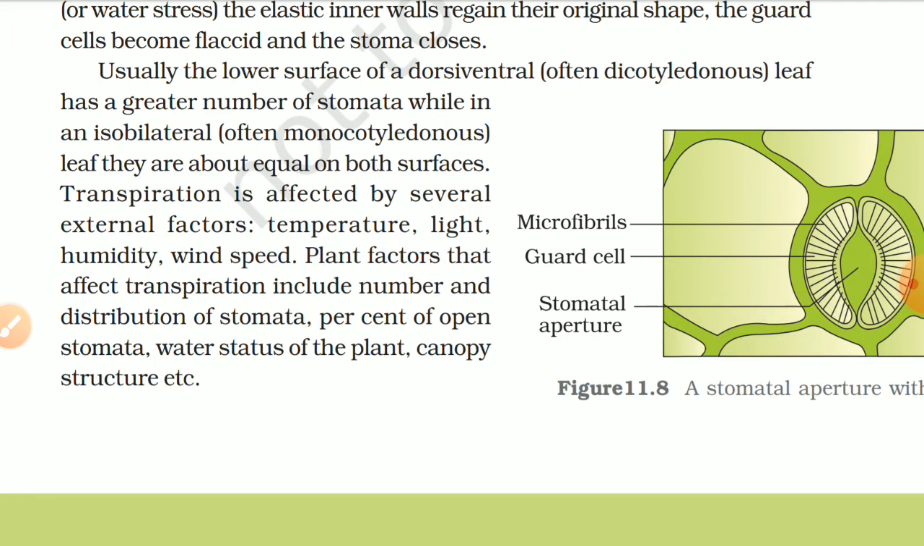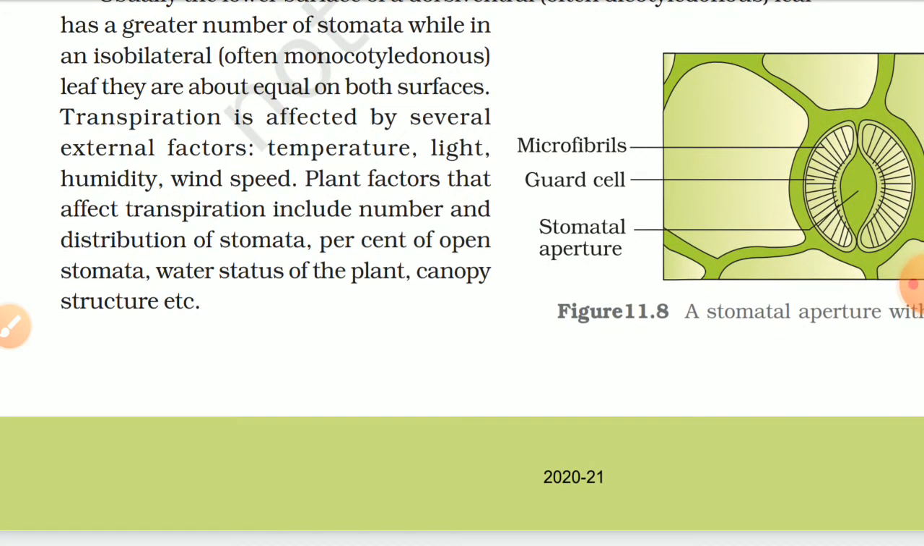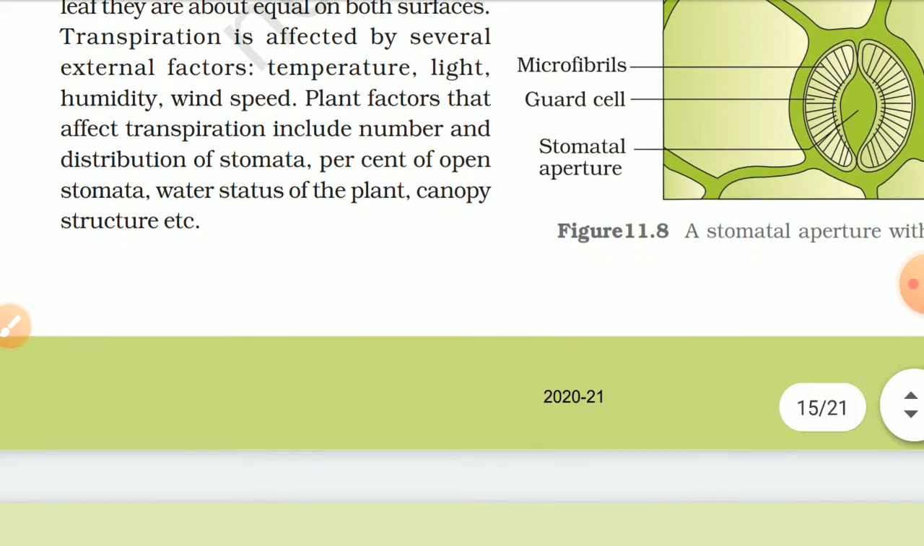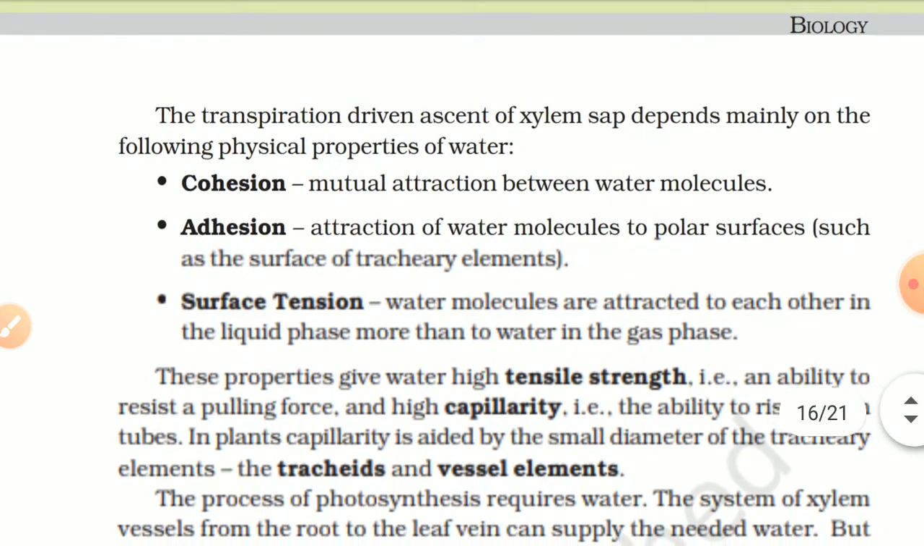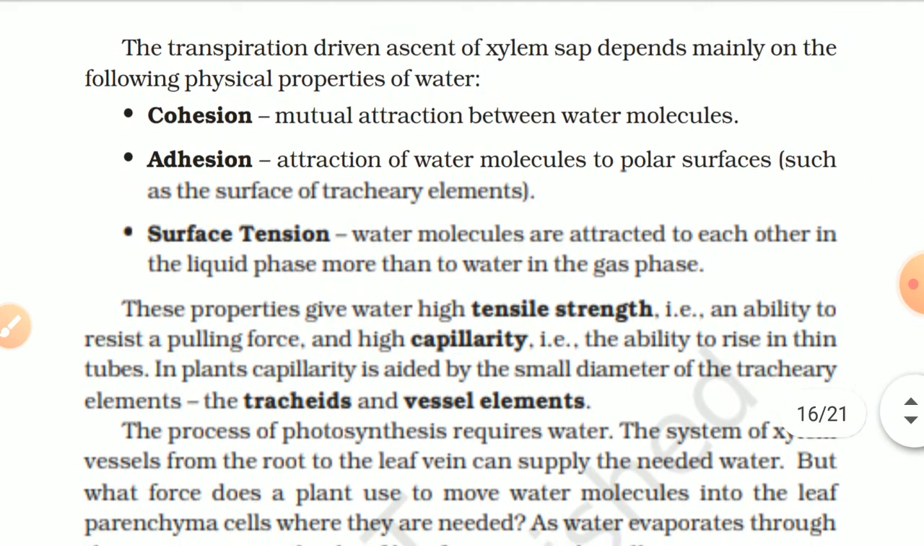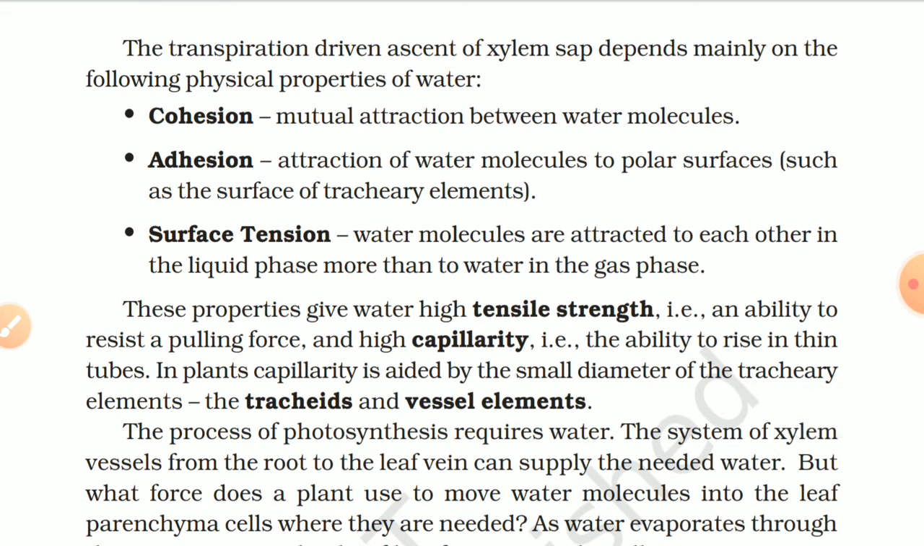Plant factors that affect transpiration include number and distribution of stomata, percent of open stomata, water status of the plant, canopy structure, etc. The transpiration driven ascent of xylem sap depends mainly on the physical properties of water. Cohesion, mutual attraction between water molecules. Adhesion, attraction of water molecules to polar surfaces such as the surface of tracheary elements.